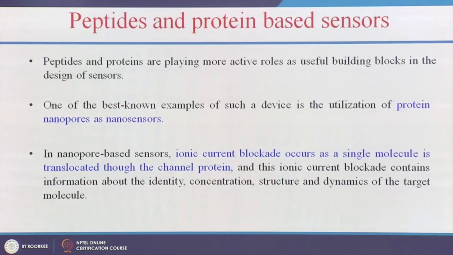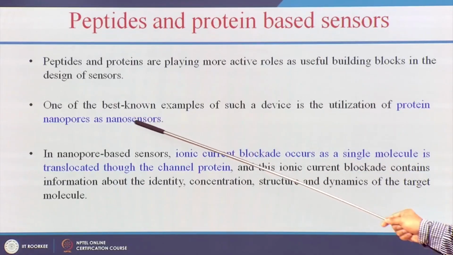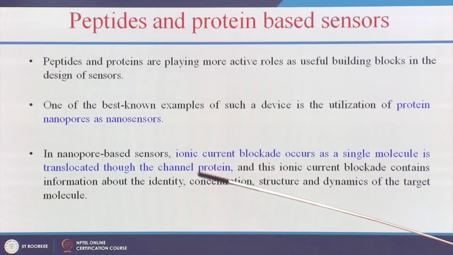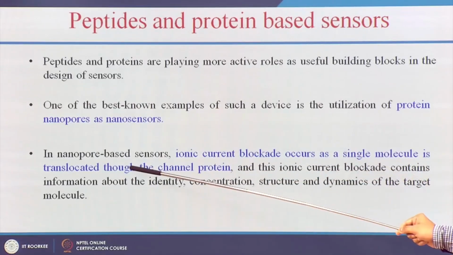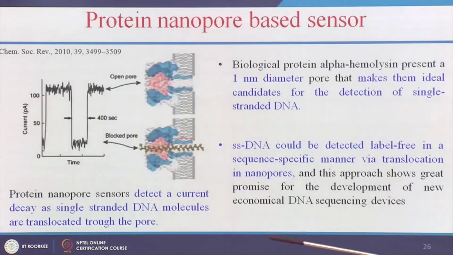And another example is we can use peptides and proteins for making sensitive sensors. One of the best known examples is protein nanopores as nano sensors. Here we can use a nanopore-based sensor, where an ionic current blockade occurs when a single molecule is translocated through the channel protein. So, let us see the example.